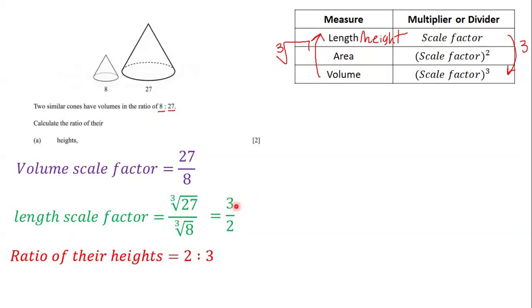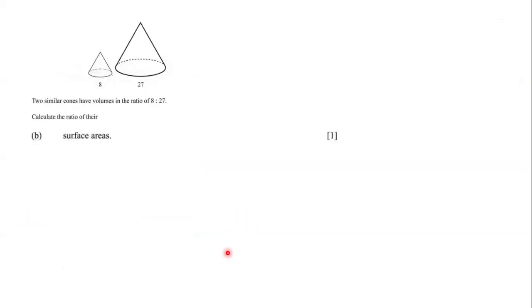Why 2 to 3? Because we used the volume scale factor, and that helps us get the length or the height scale factor. Then we can determine the ratio of their heights, which is 2 to 3. And we get the 2 to 3 because of this particular fraction. Now let's move on to the next question.